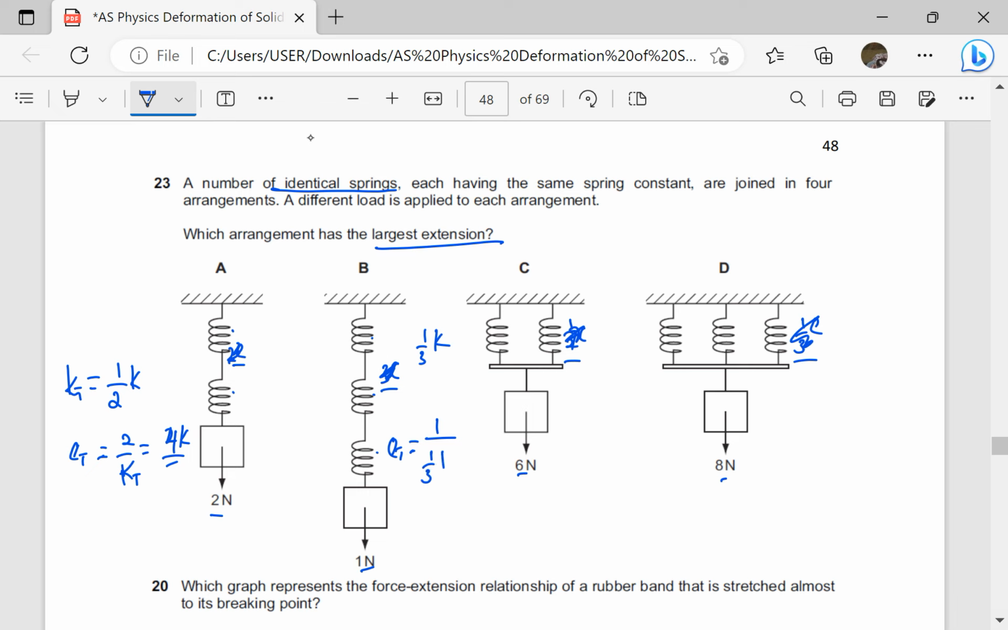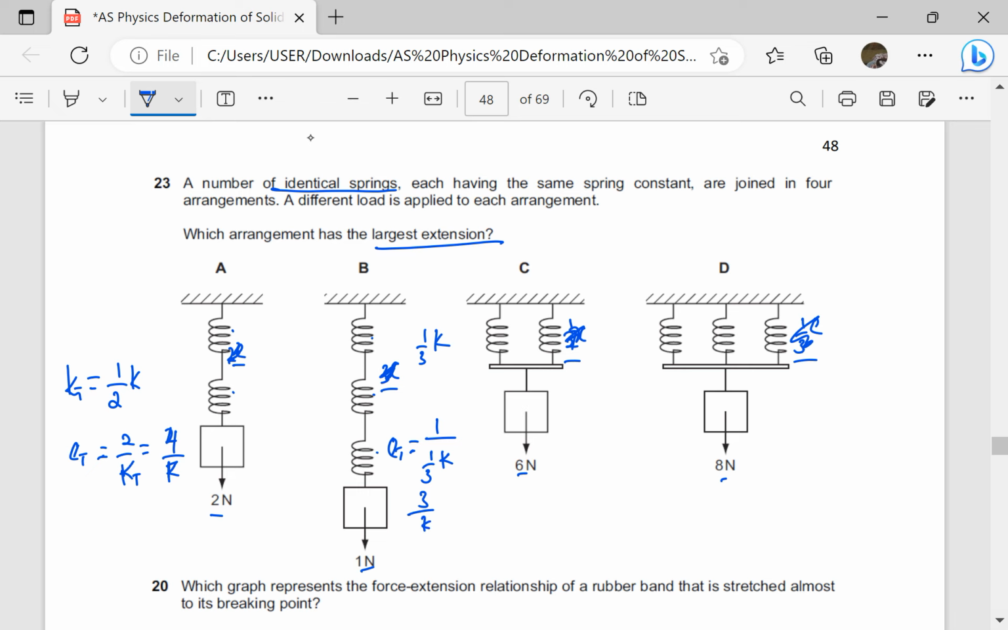Sorry, this is not 1 over 3k. Here I divided, k is in the denominator, so sorry about this. Because the total constant is a half k, when I divide, the 2 goes up, k remains in the denominator, so it is 4 over k. So here is also going to be 3 over k. This is 3 over k.